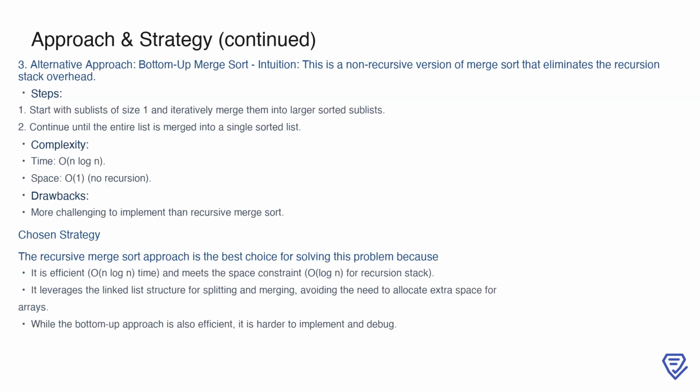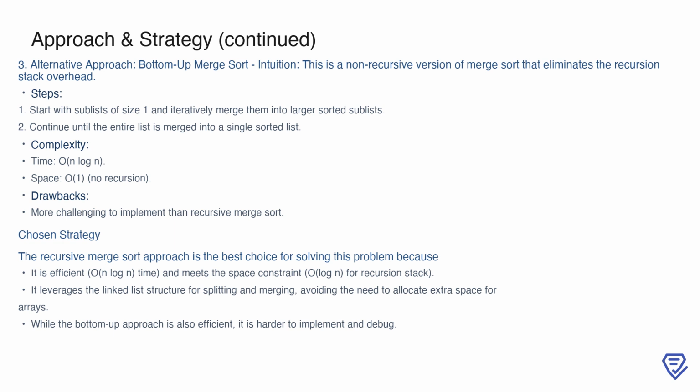Another alternative is the bottom-up merge sort, which is a non-recursive version of merge sort. Instead of recursively splitting the list, this method uses an iterative approach. It starts by treating individual nodes as sublists of size 1, and then repeatedly merges these small sublists into larger sorted sublists until the entire linked list is sorted.